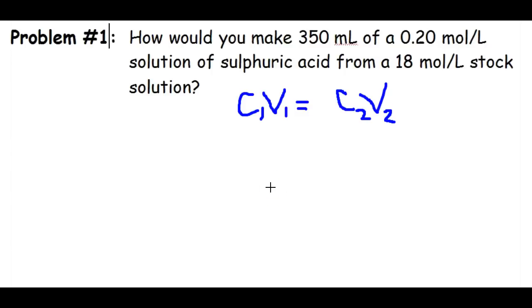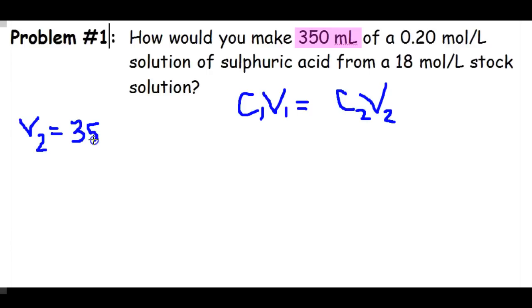So it says, how would you make? So in other words, this 350 mils right here, this is the volume of the solution that I want to make. So right there off the bat, I have my V2. That's what I want to make, so it's my final volume. So I'm going to just write that down. So V2 is equal to 350 milliliters.